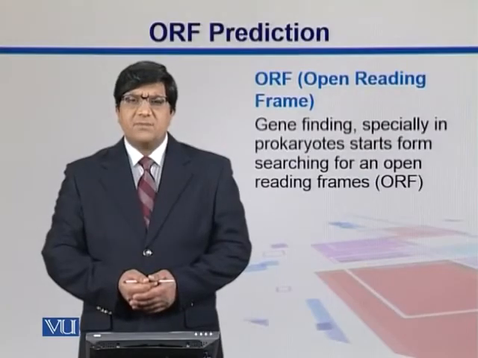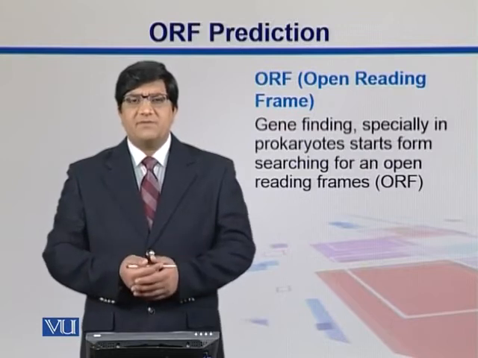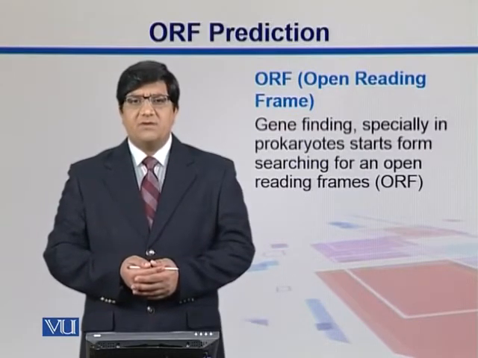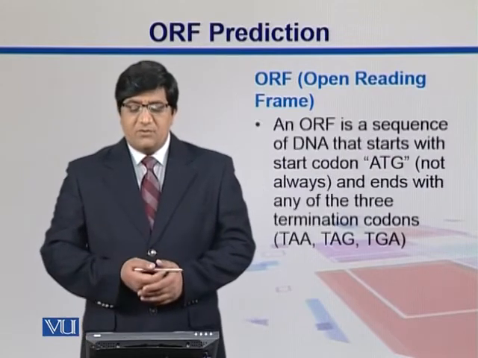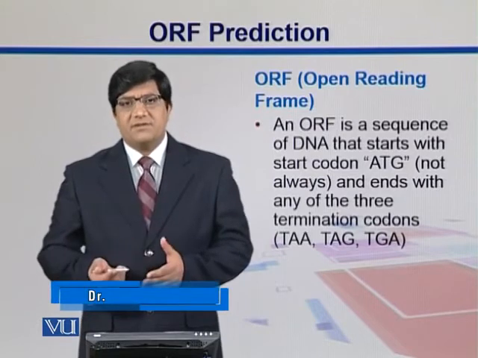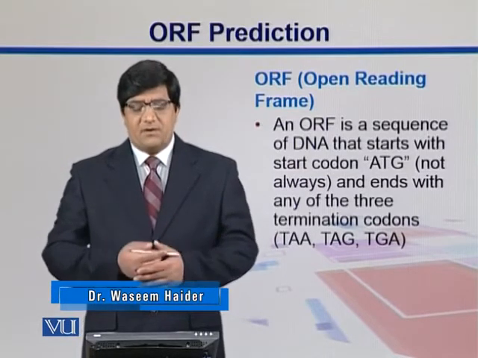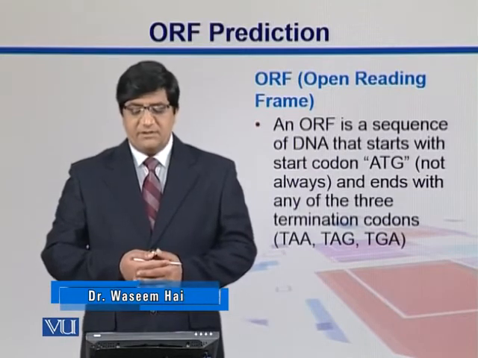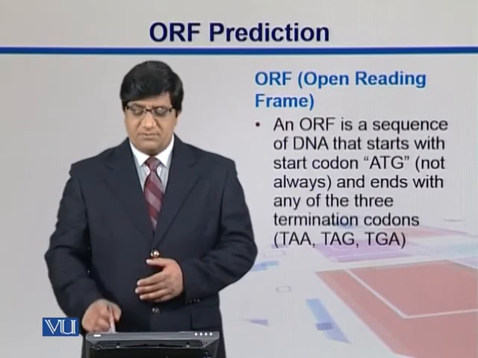Gene finding, especially in prokaryotes, starts with finding ORFs or open reading frames. So let's see how we can define these open reading frames. An ORF, or open reading frame, is a sequence of DNA that starts with ATG and then ends with one of the three stop codons: TAA, TAG, and TGA. We also call them termination codons.